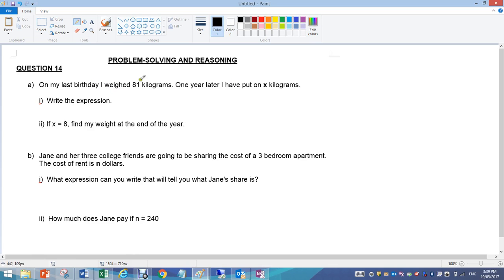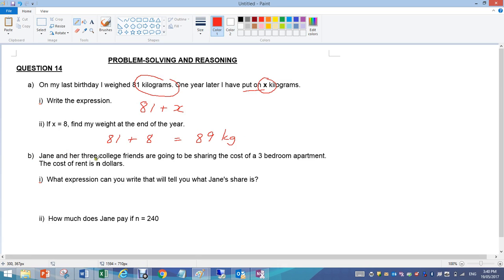On my last birthday I weighed 81 kilograms, so that's important. 1 year later I've put on x kilograms. Right, the expression, okay, 81 plus x, because put on means that's increasing, isn't it? If x is 8, find my weight at the end of the year. 81 plus x, which was 8, that's 89 kilograms.